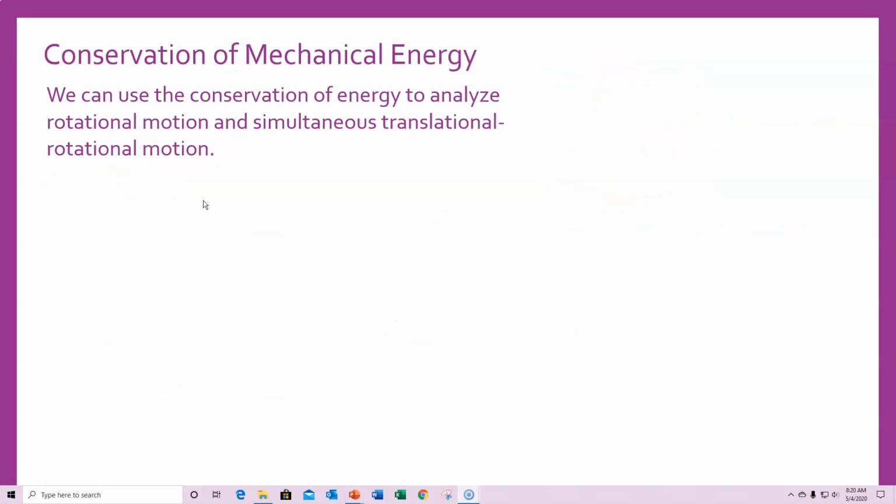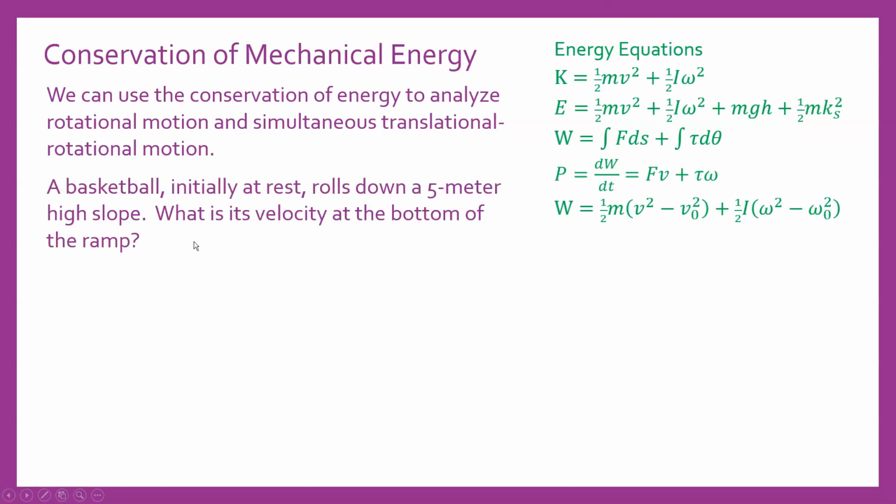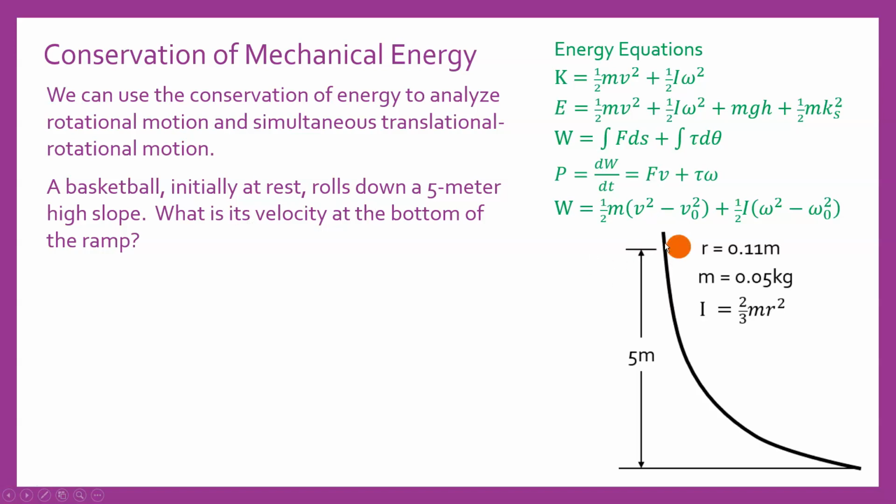Let's move on and see how we can use the conservation of energy to analyze rotational motion and simultaneous translational and rotational motion. First, let's put our energy equations up here because we'll be needing them. Here we have a basketball initially at rest, and it rolls down a 5-meter high slope. Okay, so that's quite a slope. Notice it's not linear, so the force is constantly changing.